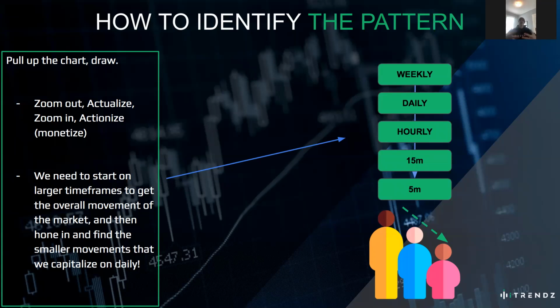So we need to start zoomed out on our larger time frames and then gradually go inside, lower and lower and lower until we get that tunnel vision view on that 5 minute, right? So we can go from something like a weekly to the daily, hourly, 15-minute, 5-minute. You guys should know your time frames.